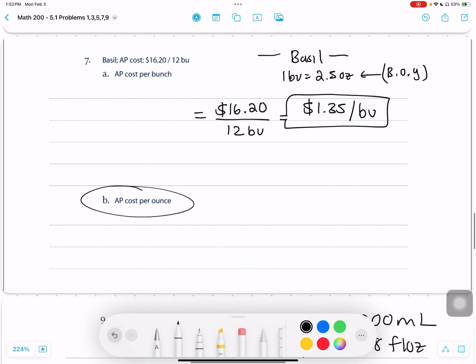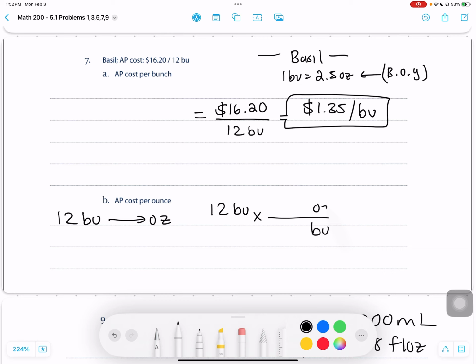So let's go ahead and do this conversion. I'm going to take the 12 bunches, just to be systematic here. You can take this 1 bunch and use this price as well, but just to keep it systematic, I'm going to take the 12 bunches and I'm converting this to ounces. Let's go ahead and start. 12 bunches, bunches on the bottom, ounces on the top. These ounces are weight, and this bunches is by the count.